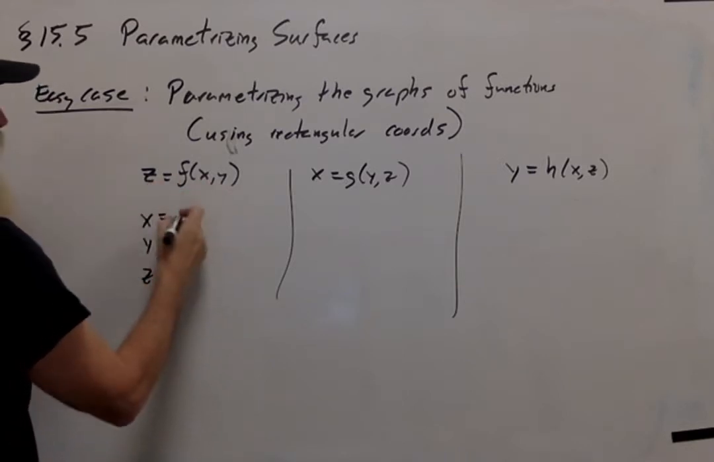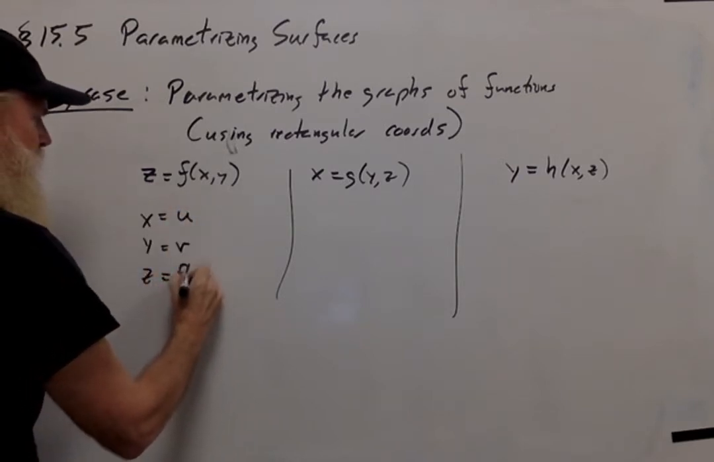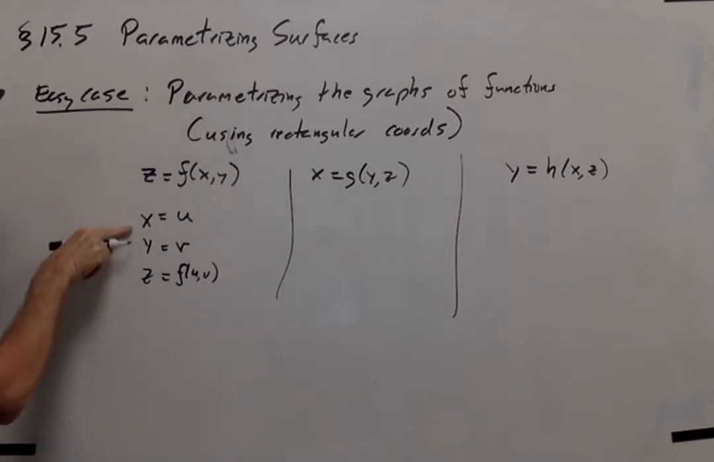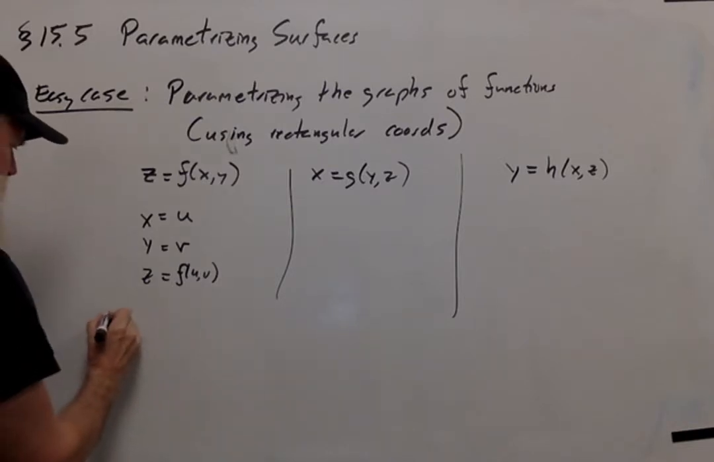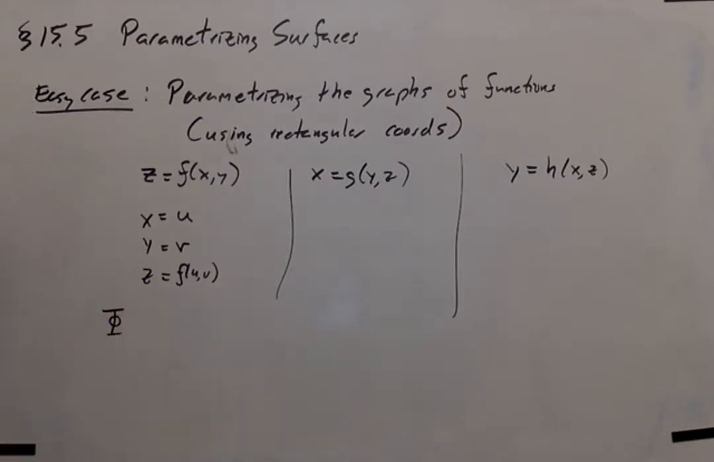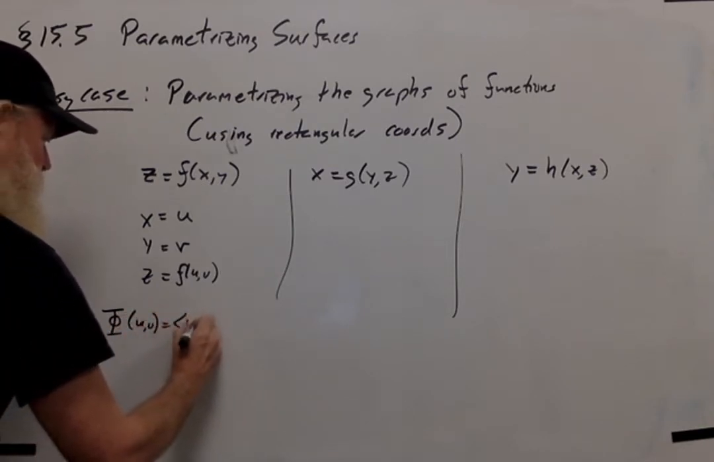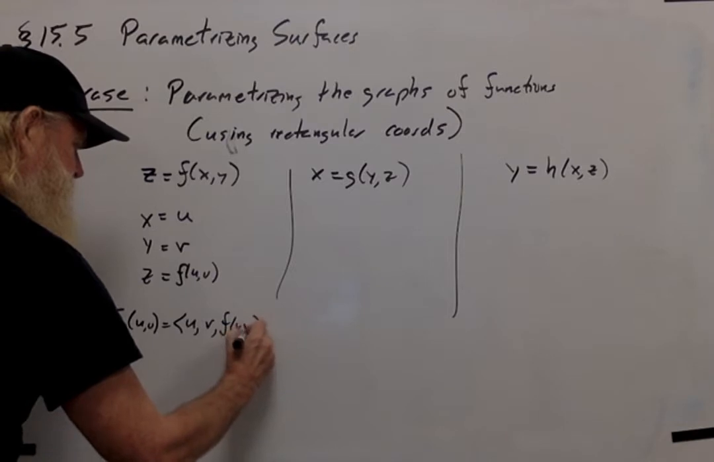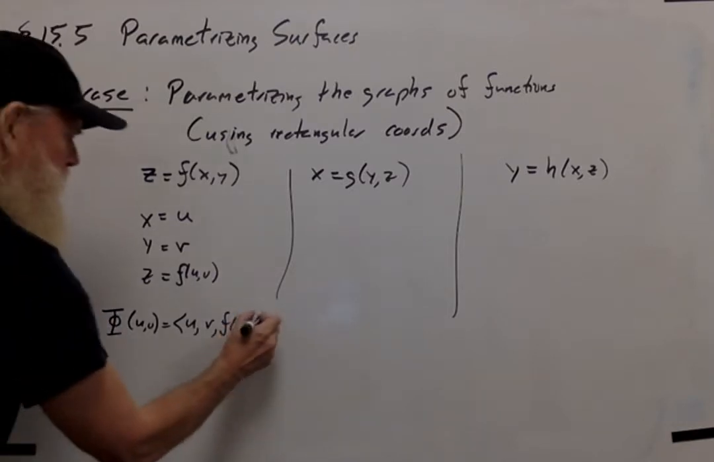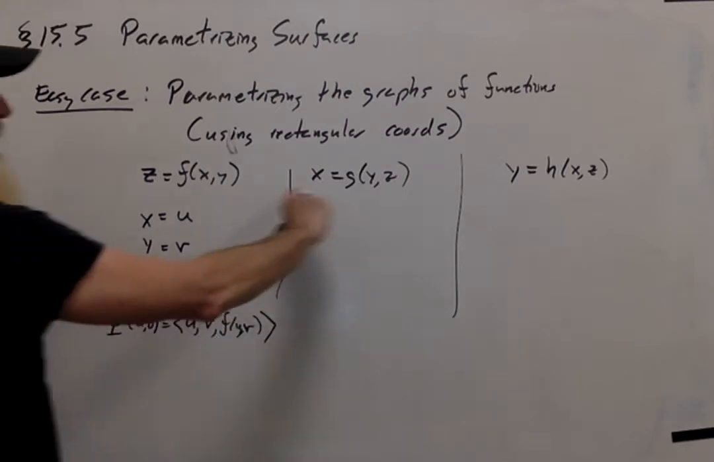If z is a function of x and y, I can set x equal to u, y equal to v, and then z will be f of u and v. And then notice that all three variables, x, y, and z, are written in terms of u and v. For surfaces, I often call my parameterizations phi. So I'd say that phi of u and v was equal to u, v, and f of u and v. So just as we had one parameter when we were talking about a one-dimensional object, a curve, we're going to have two parameters when we're parametrizing a surface.